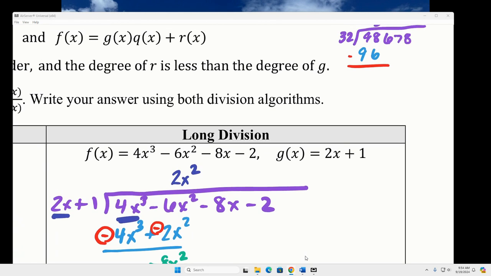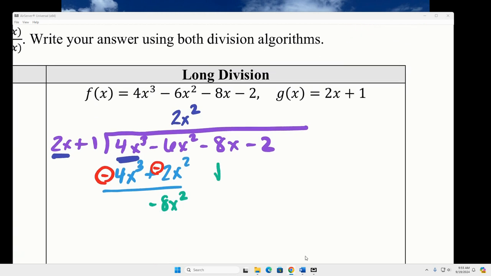Okay, let's go back to the numbers one more time. All right, what is your next step? What is your next step? Bring down. So in this case, we're going to bring down the minus 8x. And then you do it all over again.